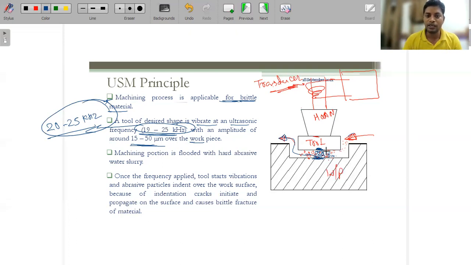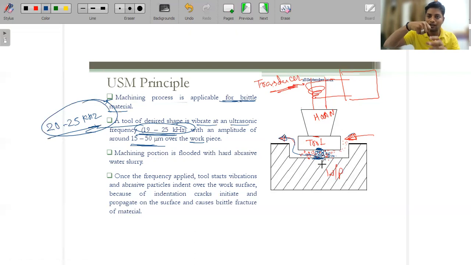Okay, the frequency at which this is transferred to the transducer makes the tool vibrate. So that is basically the frequency, in the range of 19 to 25 kilohertz. Now, this tool is vibrating, and if it is vibrating, then this kind of thing happens.